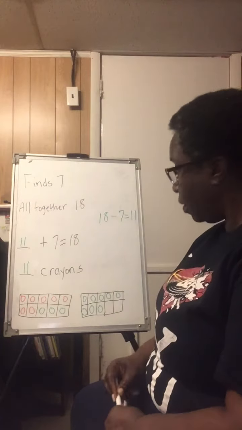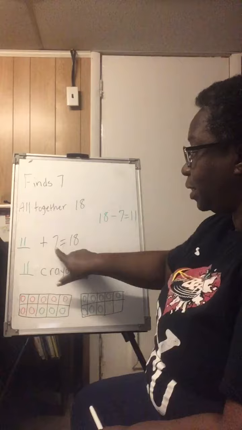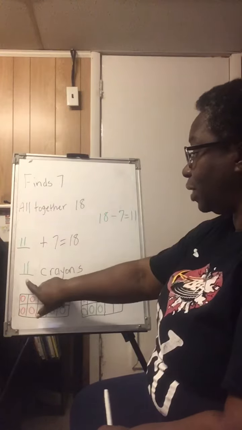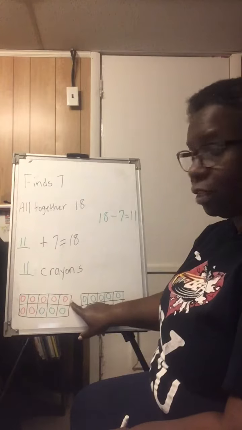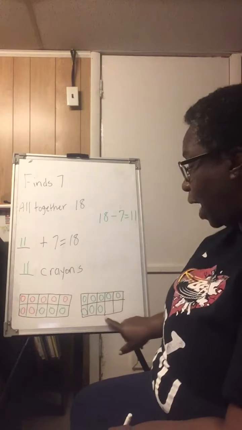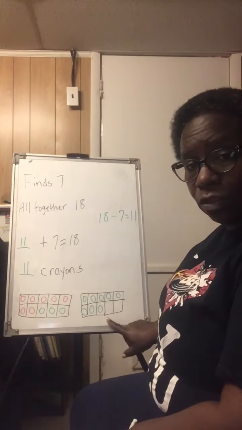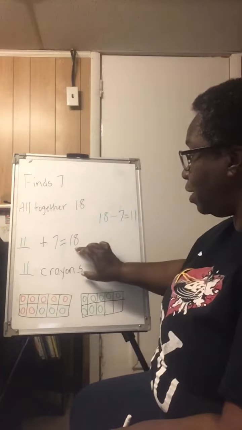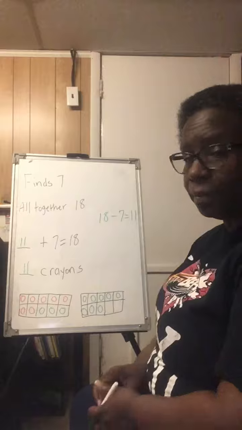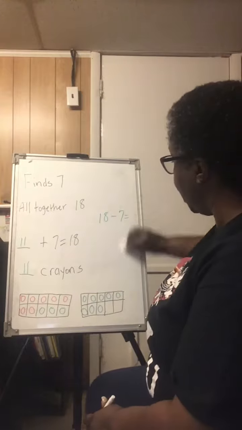Okay? 11 plus 7 is 18, which gave us 11 crayons that she had, because we had the 7 red crayons that she found, and she already had the 11 green crayons, and then she put them all together, which gave her 18 crayons. Okay? All right, so we're going to work another one together.